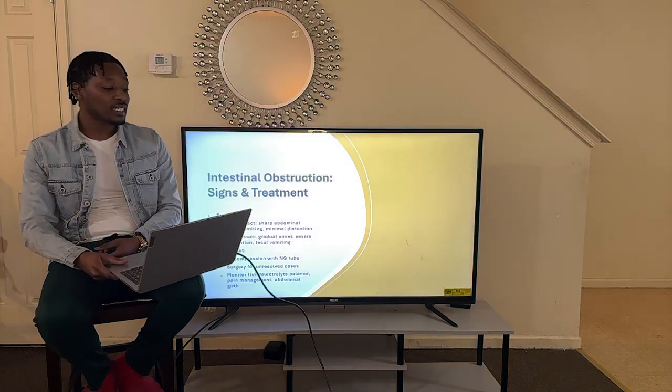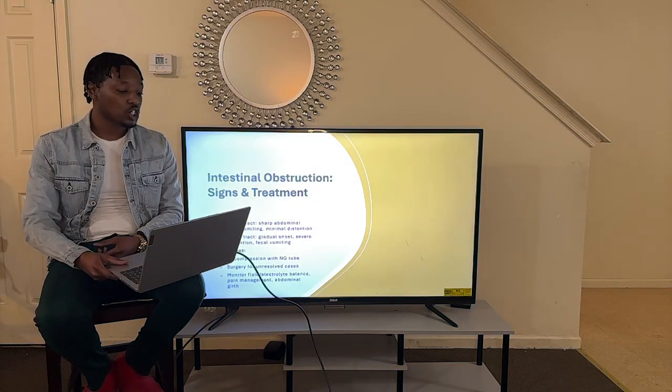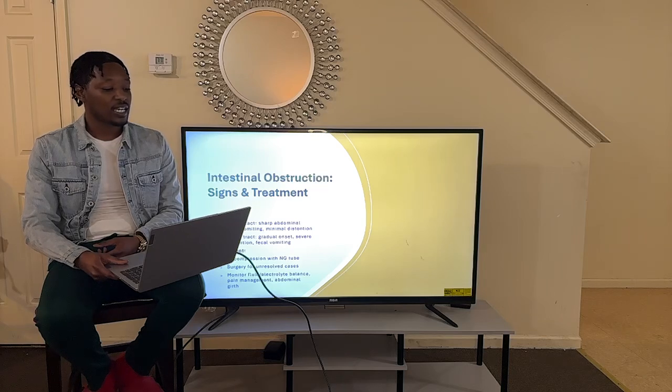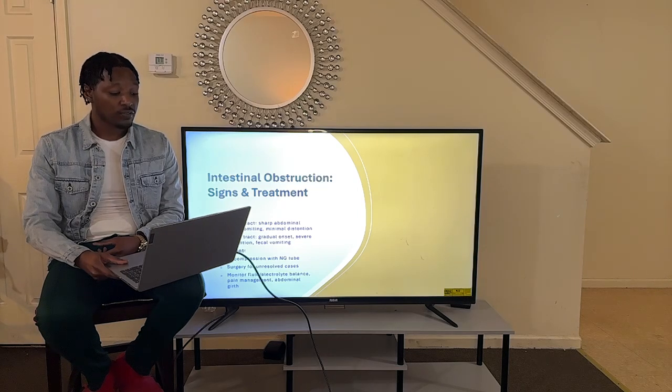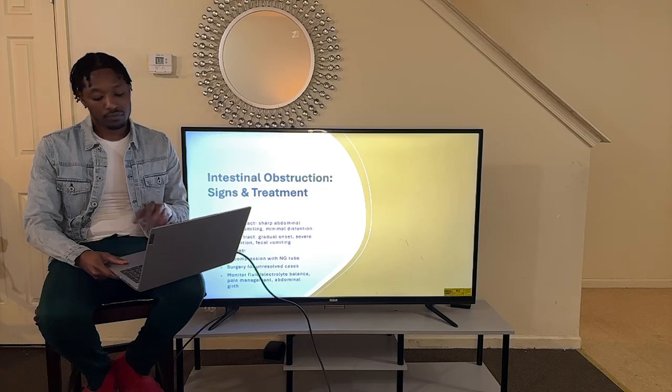Signs and symptoms include, for the upper tract, sharp abdominal pain, vomiting, and minimal distension. For the lower tract, this includes a gradual onset of severe distension and fecal vomiting. Treatment for intestinal obstruction includes decompression with an NG tube. Surgery is also needed for unresolved cases, and you also want to monitor the fluid and electrolyte balance, pain management, and monitor their abdominal girth.